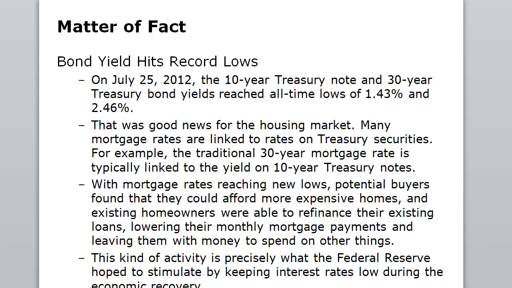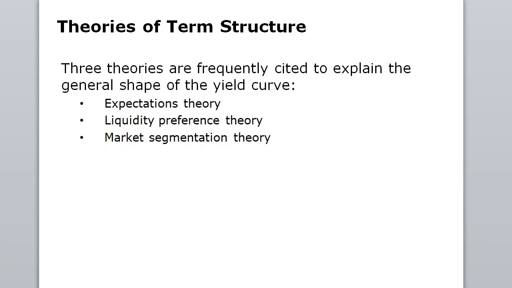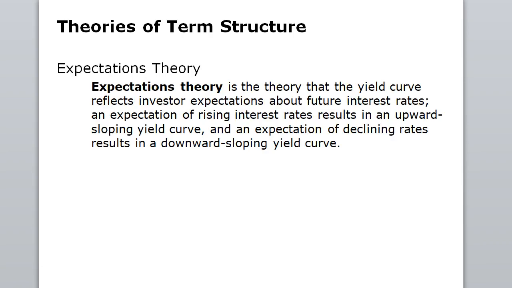Now, this also allowed a lot of people who own homes to refinance their mortgages at lower rates, and this type of activity helps to stimulate the economy. So let's look at three theories of the term structure. So how does this term structure happen? So we have three theories: expectation, liquidity, and market segmentation.